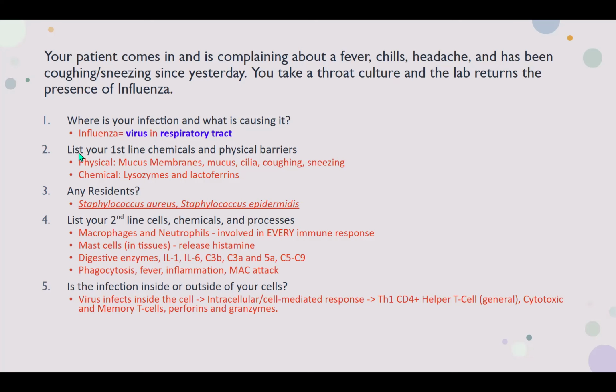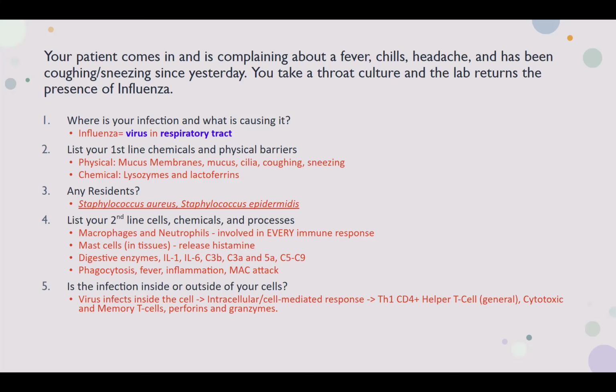So line 2, list your second line chemicals and physical barriers. And again, that's the first part on page 9. So list your first line physical barriers. We've got mucous membranes, mucus, cilia, and they already gave you one, coughing and sneezing as well. Question 2, you have first line chemical barriers. That includes your lysozymes and your lactoferrins.